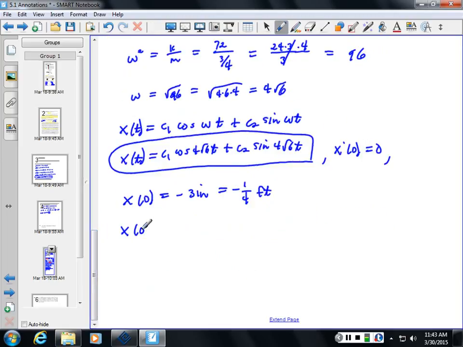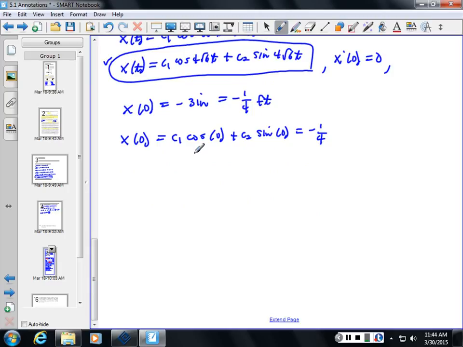I take x of 0. I take this equation here. Just let t equal to 0 to work in this initial condition of x of 0 is equal to negative 1/4 of a foot. So x of 0 is equal to c sub 1 cosine, where if t is 0, then basically it's just cosine of 0 plus c sub 2 times sine of 0. That's said to equal negative 1/4. Well, cosine of 0 is 1, sine of 0 is 0, so this implies that c sub 1 times cosine of 0, which is 1, that's equal to negative 1/4. c sub 1 is equal to negative 1/4.